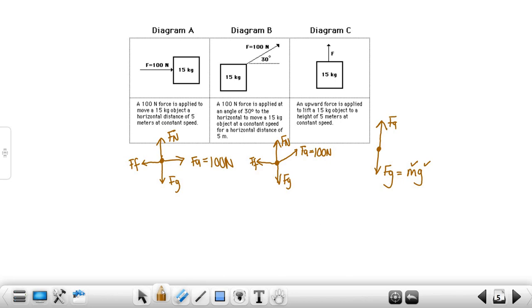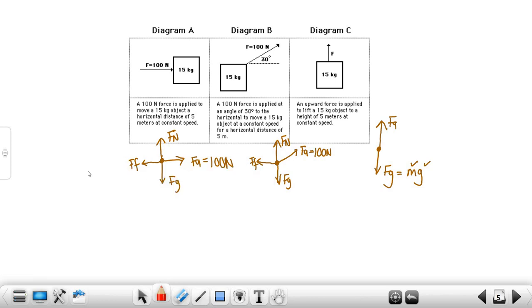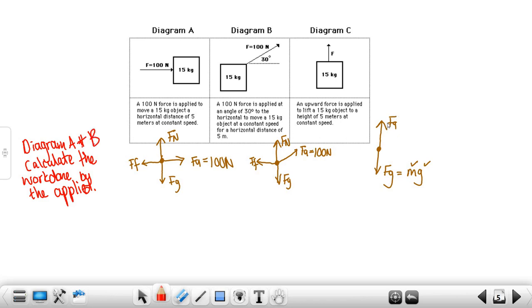So now let's check what the questions could potentially be and what we must do. Let's say, for example, in this diagram A, the question is to calculate the work done by the applied force. They can also say to move the box. In diagram B, let's say it's also to calculate the work done by the applied force. So we'll make this for A and B. And then also here in C, it is to calculate the work done by the applied force.